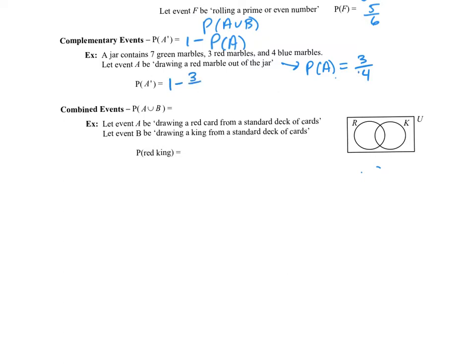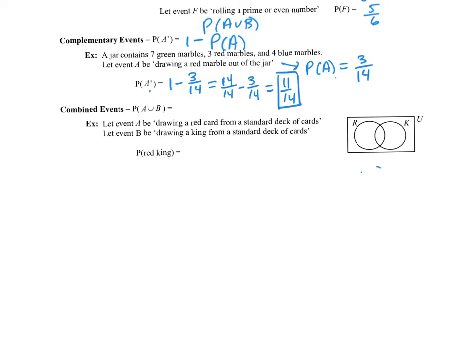The probability of A happening is 3 out of 14. So let me get a like denominator: 14 out of 14 minus 3 out of 14 would be 11 out of 14. So that's the probability of drawing the complement, or drawing a marble that's not red.